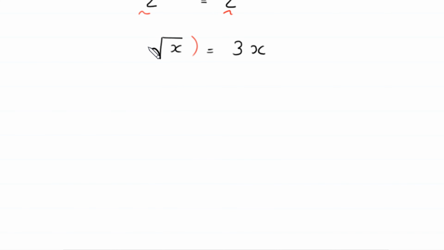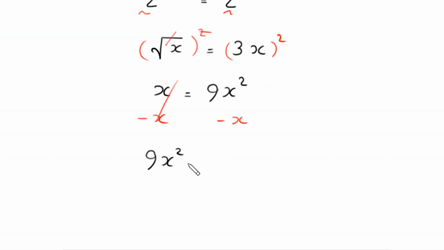From here we square both sides of this equation. The square will cancel out with the square root, and on the left hand side we are left with x, which is equal to 3x squared, that is 9x squared. We subtract x from both sides, so this equation becomes 9x squared minus x is equal to 0. From these two terms we can factor out x, and in the bracket we are left with 9 times x minus 1, equal to 0.